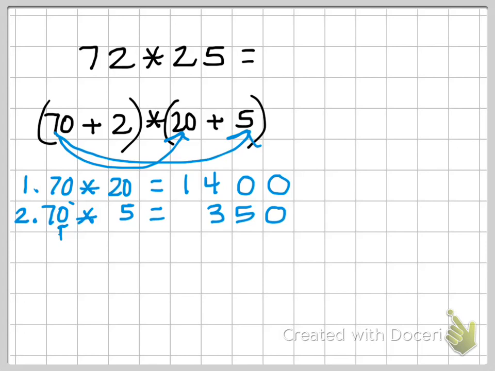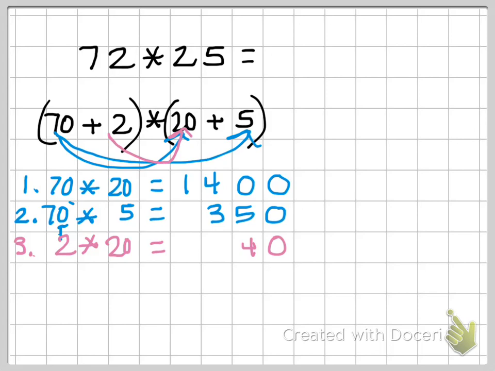Alright, that 70 is getting pretty tired. He's tagging in that 2, his partner. The 2 is going to wrestle the 20. That's our third wrestling match. 2 times 2 I know is 4. So 2 times 20 must be 40.